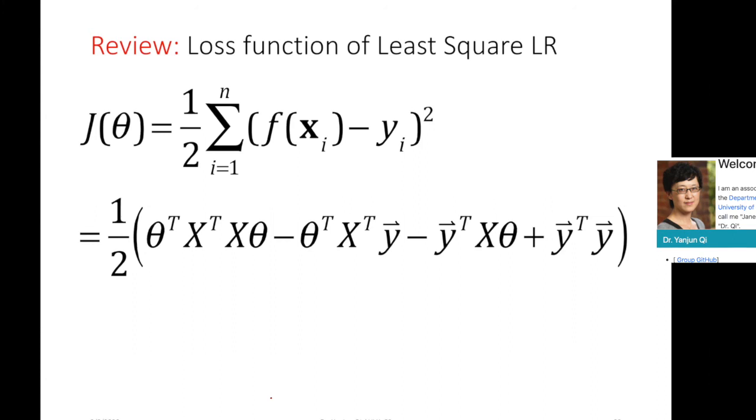Just to review, for basic linear regression, its loss or cost function is 1/2 times the summation over all the training data, where on each data point we use the square of the error, the predicted f(x_i) minus y_i. We can rewrite this summation of errors into a matrix-vector multiplication form. To use gradient descent, the first thing is to take the gradient of this function. Let's see how we do it.